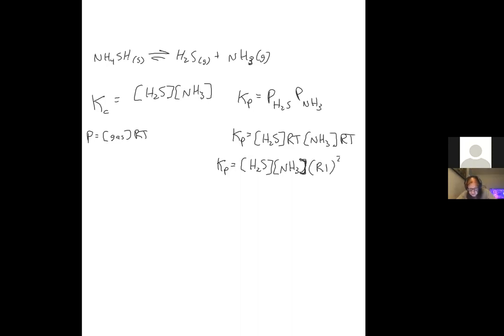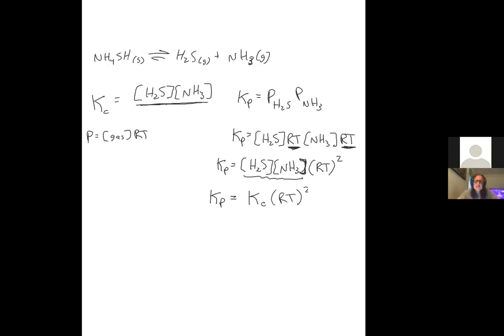I'm going to put squared. See why I'm doing squared? RT, if you have it twice multiplied together, it's R squared T squared, or RT squared. Okay, so now look what happens. Kc is just these concentrations multiplied together. So that's right there. That's Kc. So Kp is equal to Kc times RT squared.